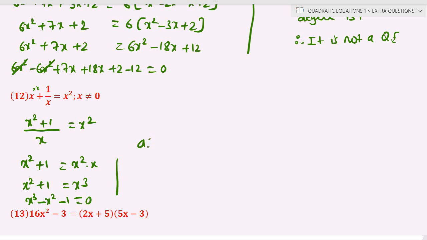As the degree of the equation is 3, it is not a quadratic equation. It is not a quadratic equation. Let us go for the next question now.